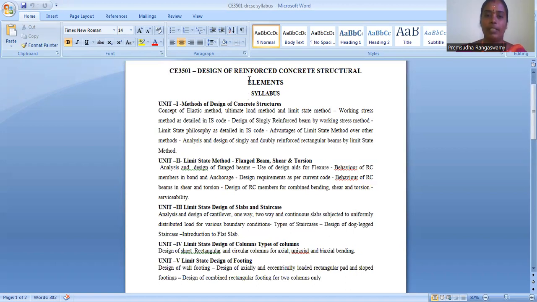So here, structural elements carry the load, transfer the load, and distribute the load uniformly from the structure. So structure is nothing but load.